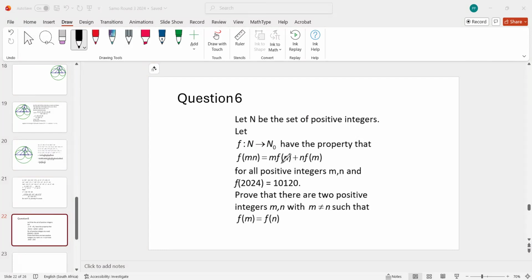f of mn equals m times f of n, for all positive integers m and n. They have to be positive integers because f works only on positive integers. But here, this n subscript 0 means it's positive together with 0. So it is possible that your target could be 0, but the rest of them are all positive integers.